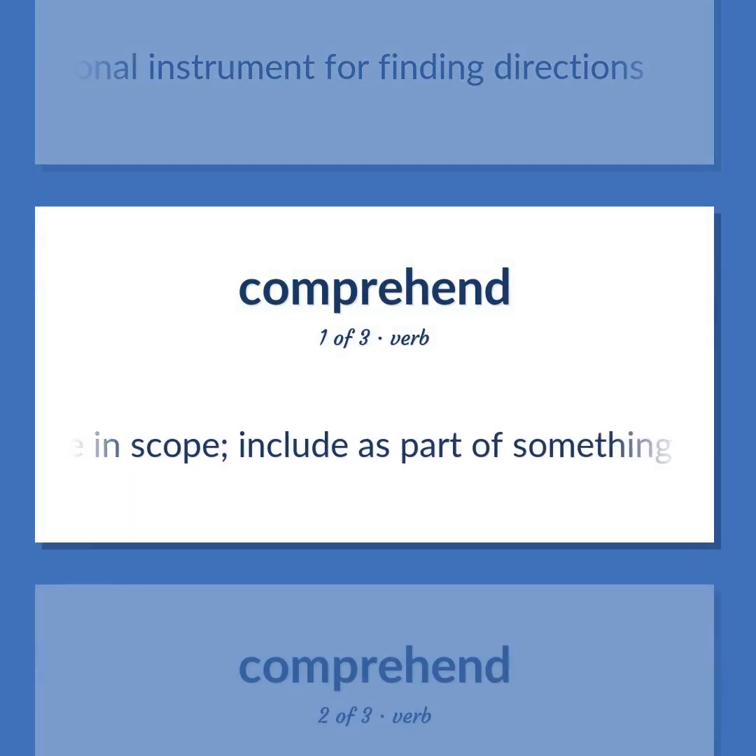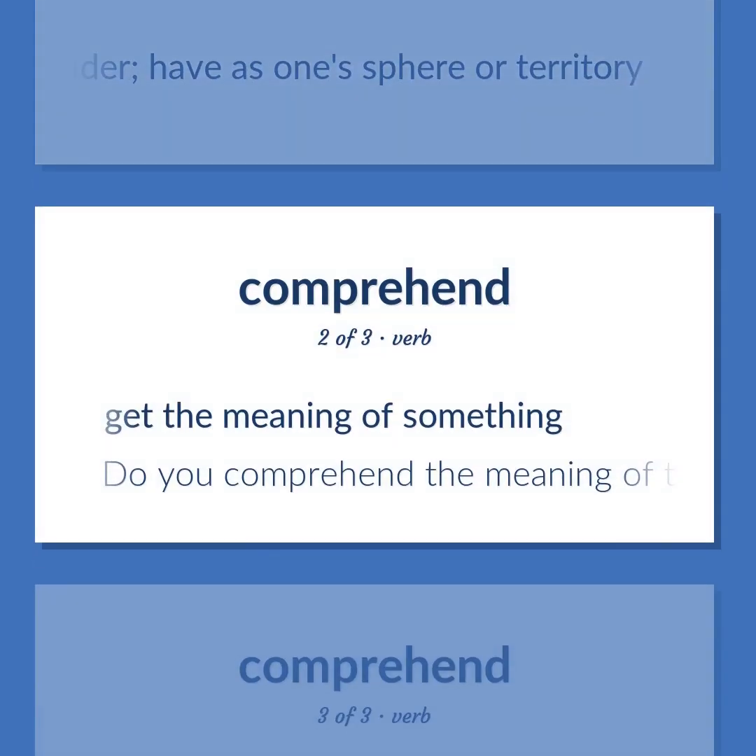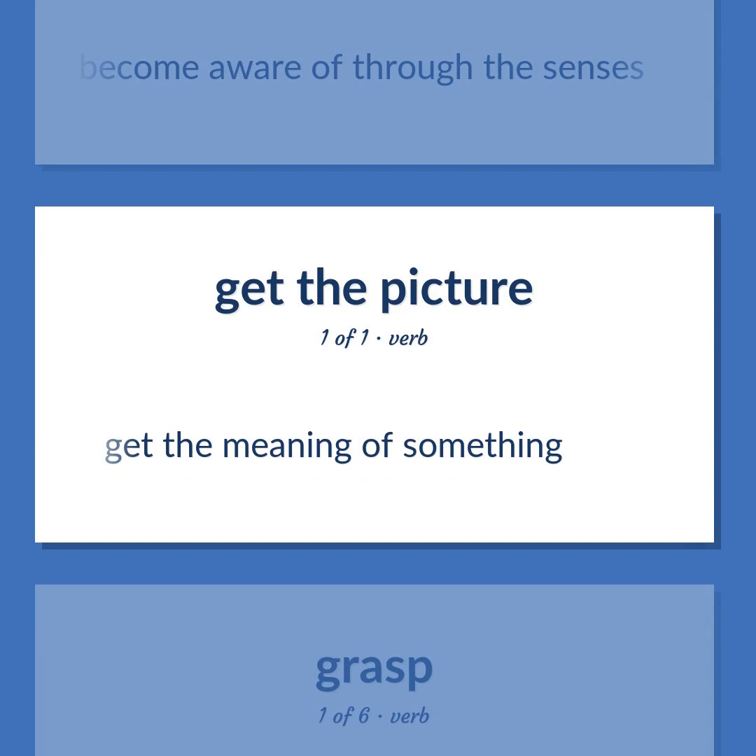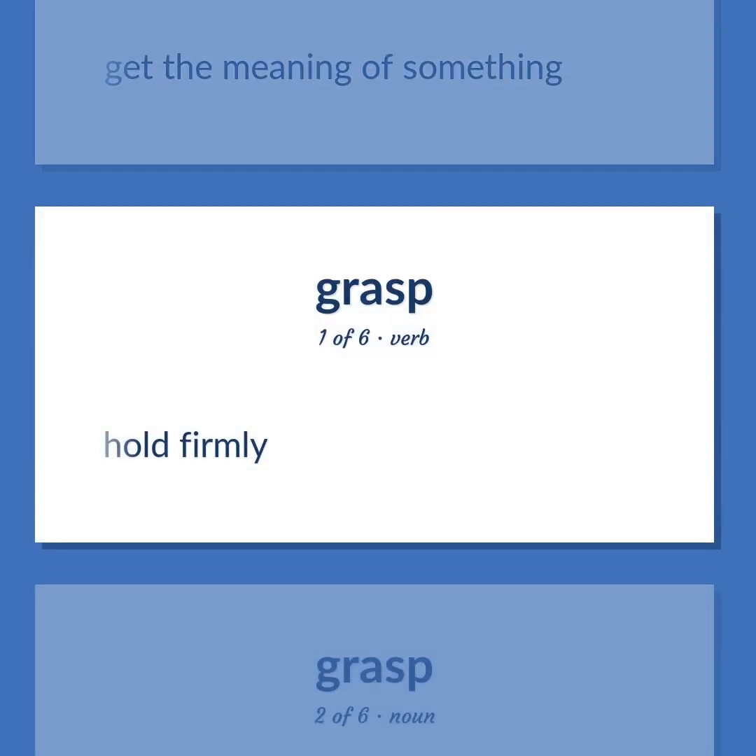Include in scope. Include as part of something broader. Have as one sphere or territory. Get the meaning of something. Do you comprehend the meaning of this letter? To become aware of through the senses. Get the meaning of something. Hold firmly.